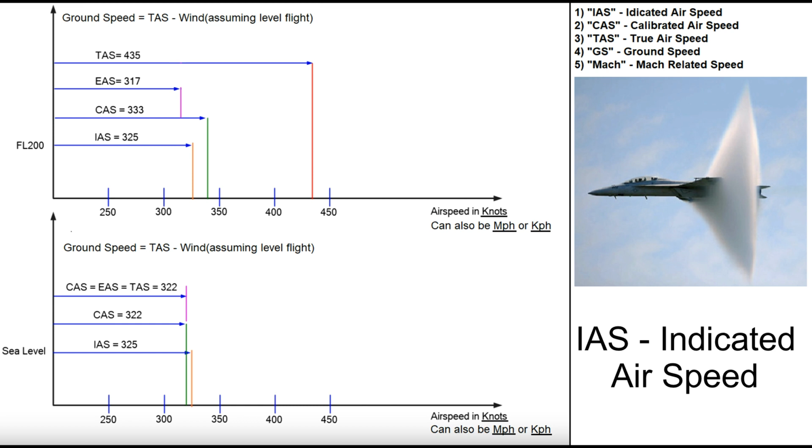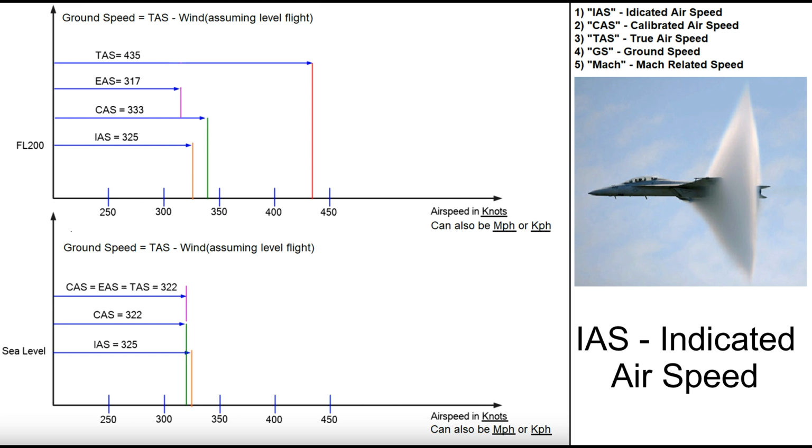It's nothing to do with knowing how fast you're going over the ground or how soon you'll get to Milan or Rome or whatever. It's purely to keep your aircraft in the air. Indicated airspeed has absolutely no relation to how fast the aircraft is flying above the ground.